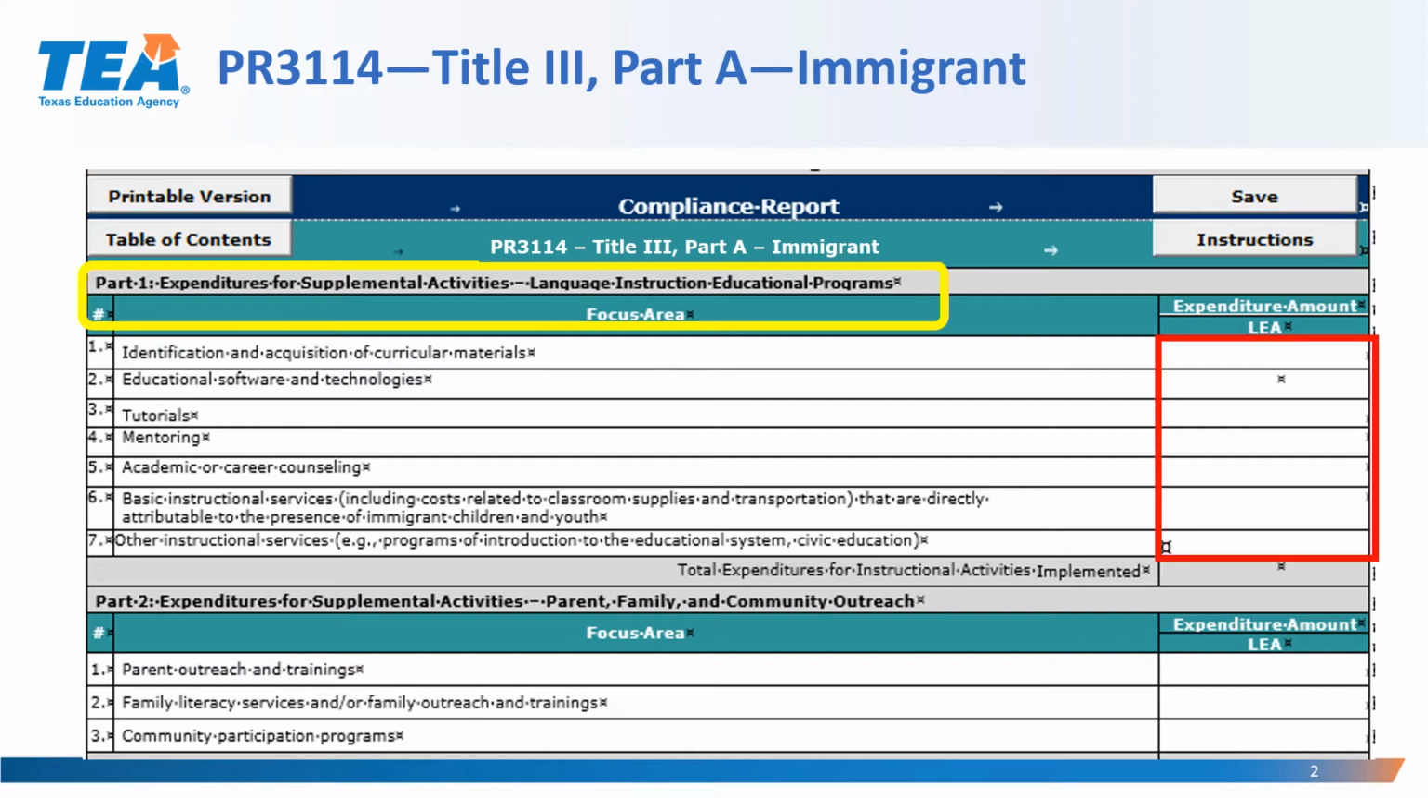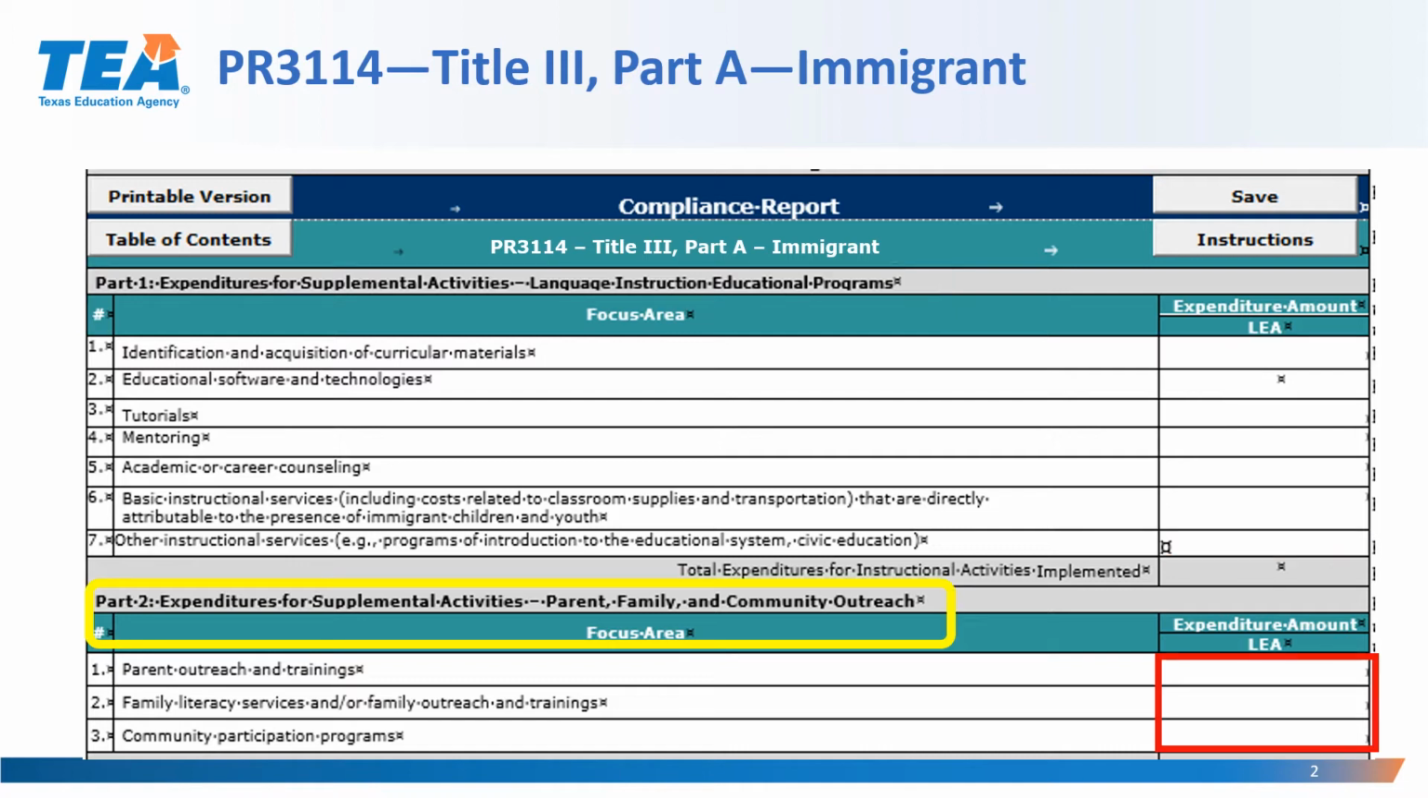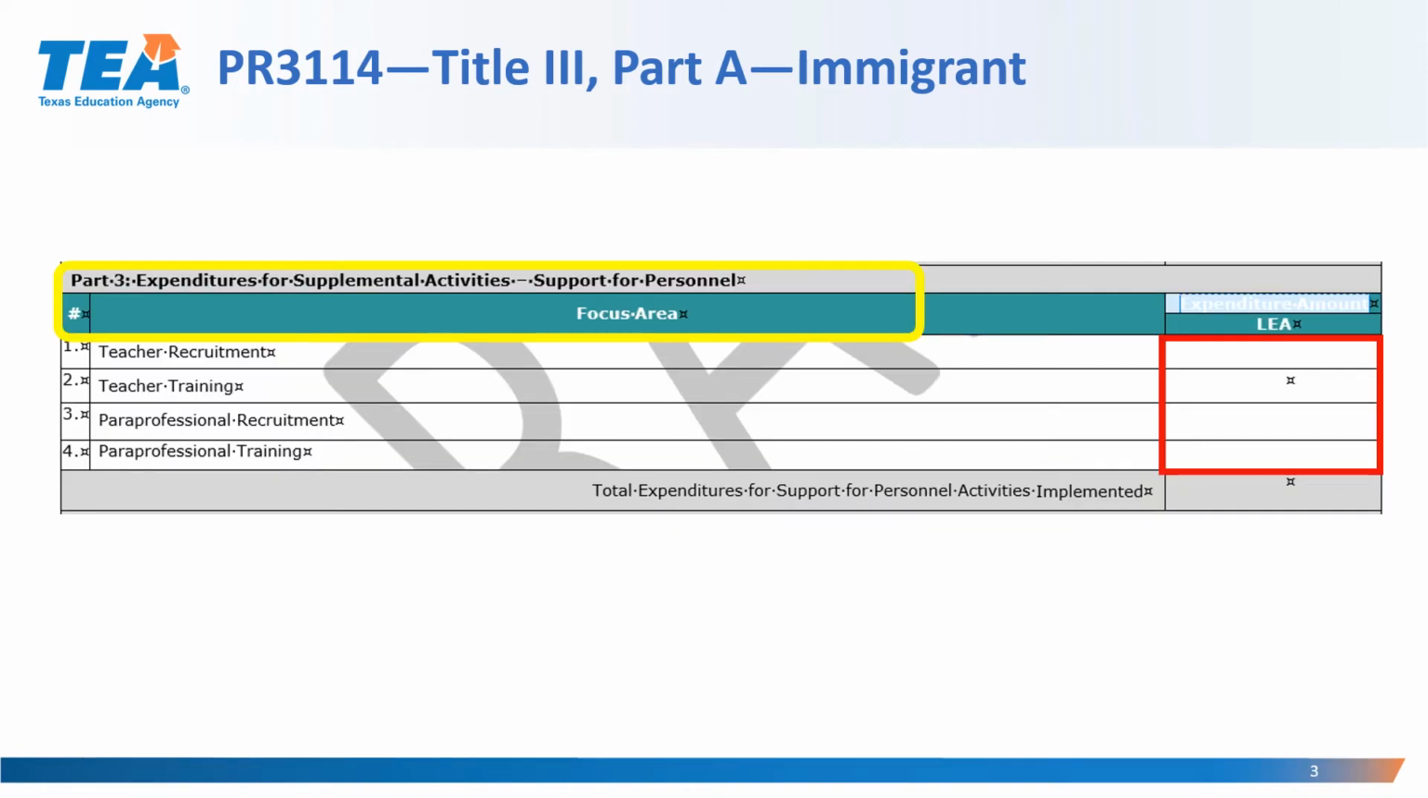Part 1 is asking for the LEA to enter expenditure amounts in all of the focus areas related to supplemental activities, language instruction, education programs. Part 2 is asking for the expenditure amounts associated with the focus areas for parent, family, and community outreach. Part 3 is asking the LEA to enter expenditure amounts in each of the focus areas related to supplemental activities, support for personnel.